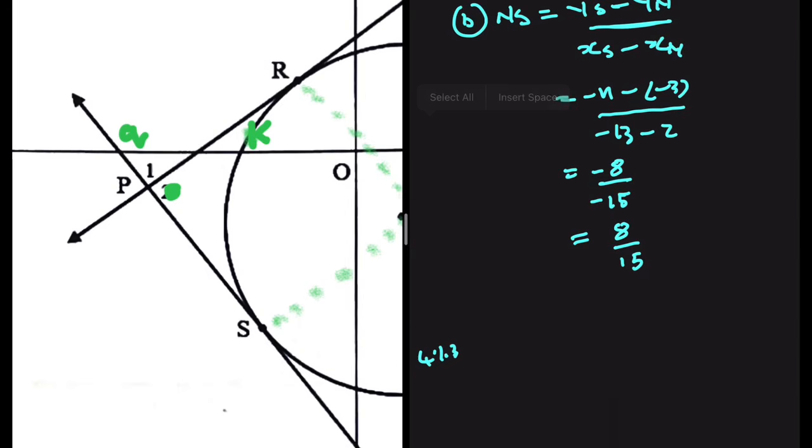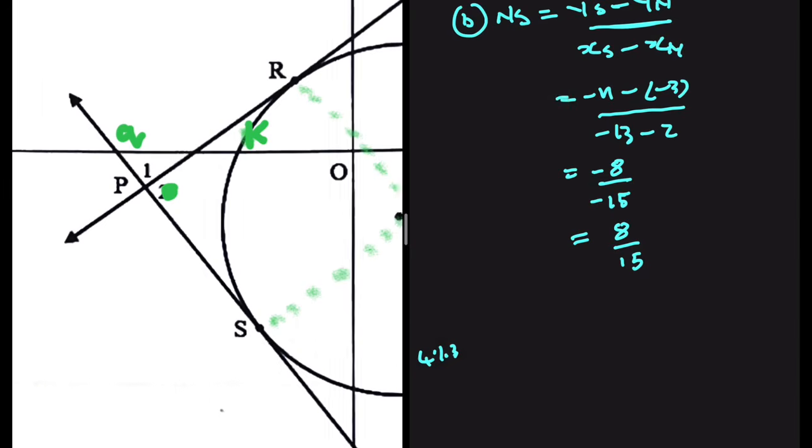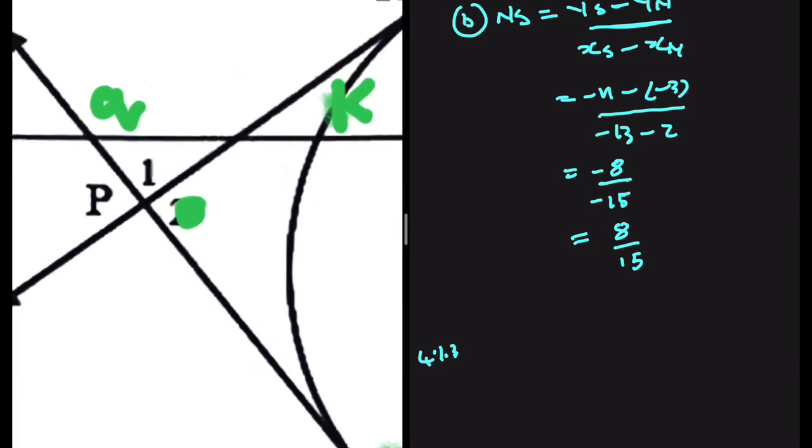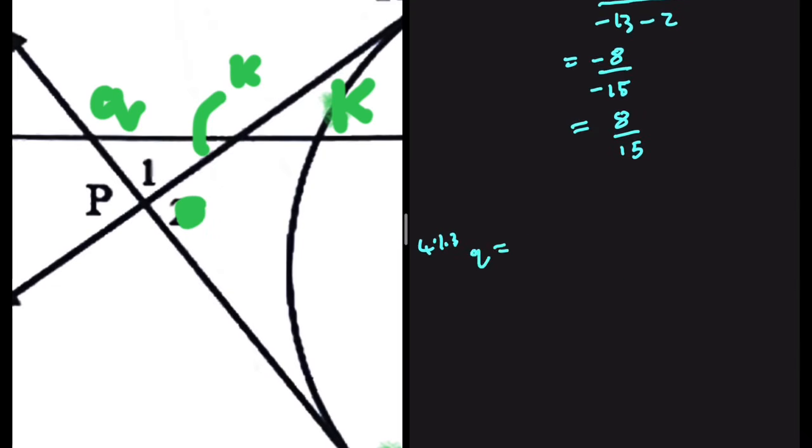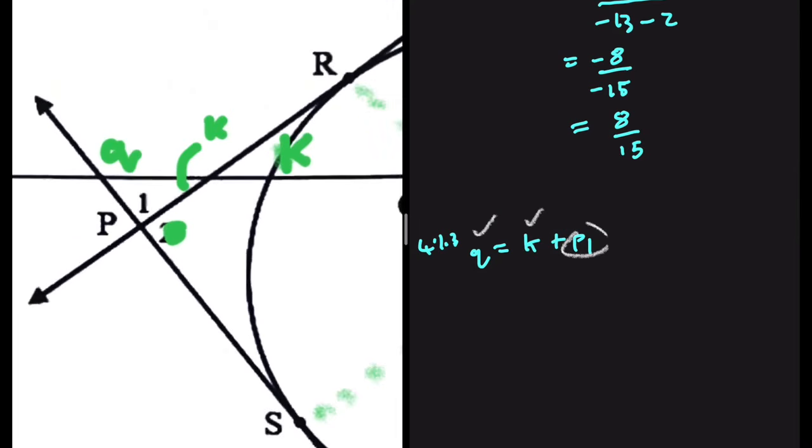Let's call it Q. But if the inclination of PR is K, then this angle right here should also be equal to K, a vertically opposite angle. So we can say that Q is equal to K plus P1. An exterior angle of a triangle is equal to the sum of the interior opposite angles. So if we find Q, which we have enough information to do, and we find K, then we can find P1. And if we find P1, we're going to use the sum of angles on a straight line to find P2. So let's start with K.